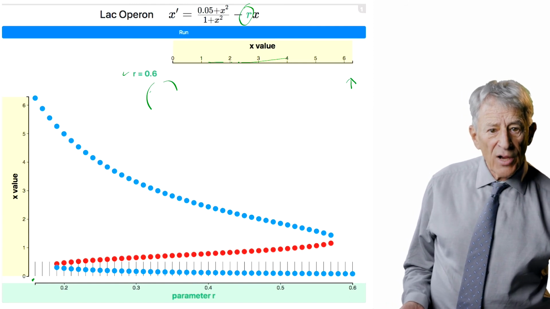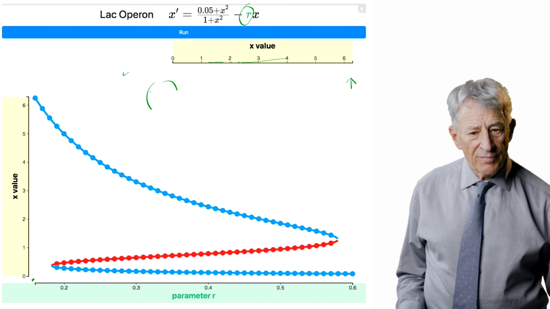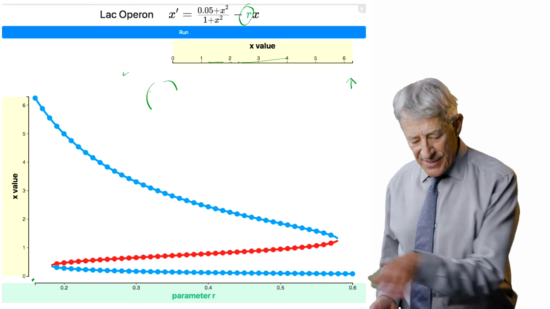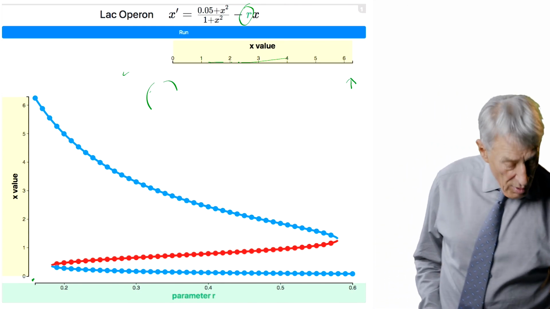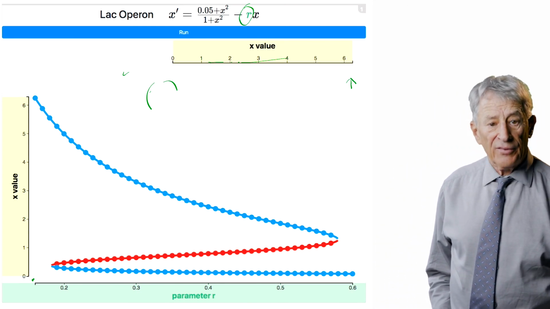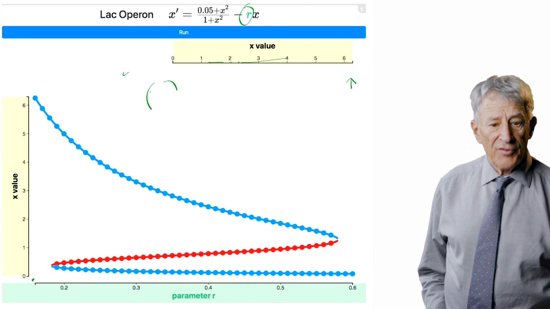Now we're just going to take away the lines. And by melting away the sticks and leaving only the equilibrium points, we show how we construct the saddle node bifurcation for the Lac operon.